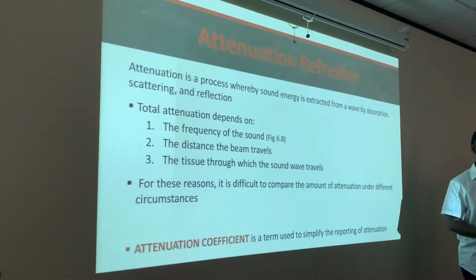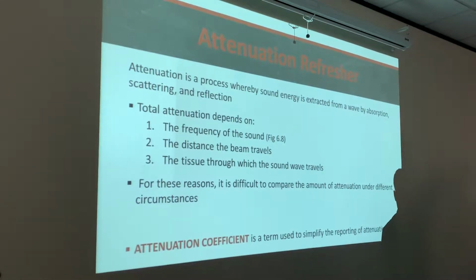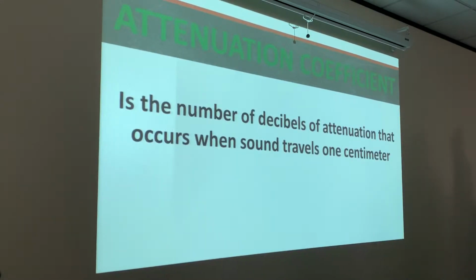Of attenuation. Everybody kind of went over the attenuation coefficient? We're good on it? Okay, I'll explain still. The attenuation coefficient is the number of decibels of attenuation that occurs when sound is traveling 1 centimeter. I'm sorry, 1 centimeter. So our units for attenuation are going to be decibels per centimeter. Okay? Decibels per centimeter.